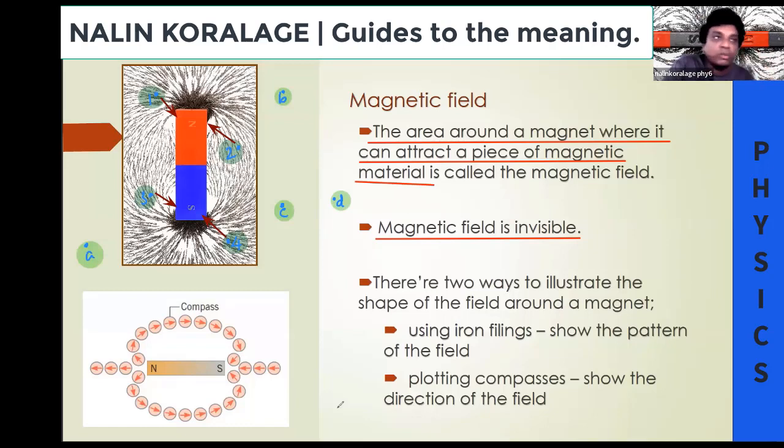Now, having these ideas in your mind, we can use either that method or these compasses. Usually we say plotting compasses. Why plotting? Because we can get to know the shape of the magnetic field by using these compasses. There are two ways to illustrate the shape of the field around a magnet. Number one, using iron filings.